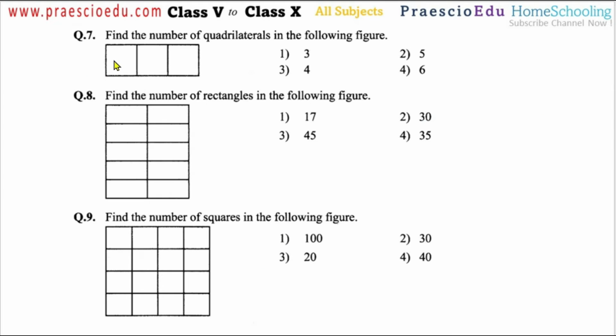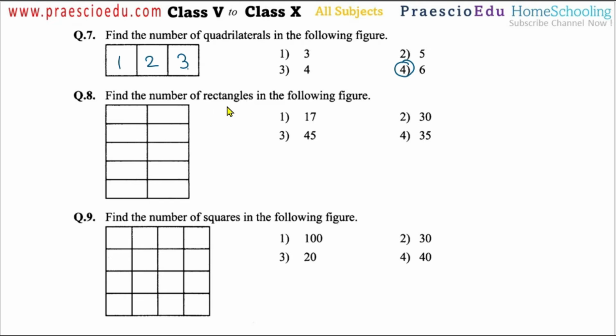Now question number 7, find the number of quadrilaterals in the following figure. So we will make a numbering 1, 2 and 3, and for 3, the higher number, the triangular number is 6. So option number 4 is the correct one.